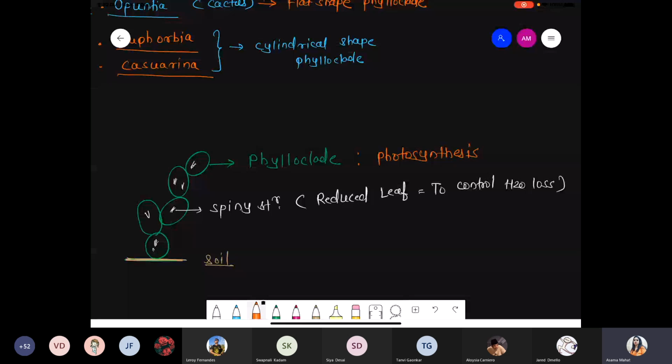Phylloclade performs the function of photosynthesis because it's a flat structure, right? And it behaves as a leaf. The leaf already gets reduced, obviously, because there should be no water loss. So there is another kind of modification with respect to the phylloclade. The main function is this because they are green in color. Got it?